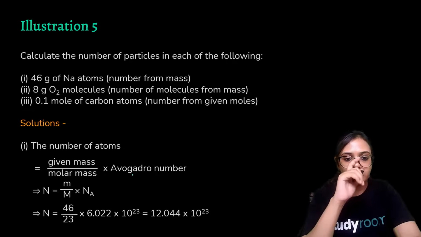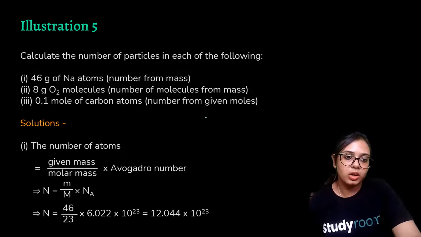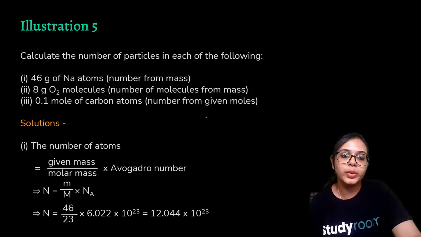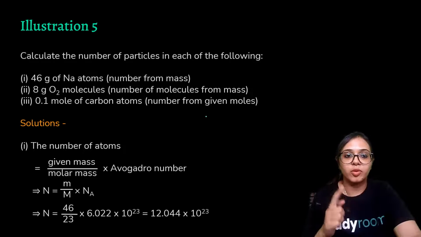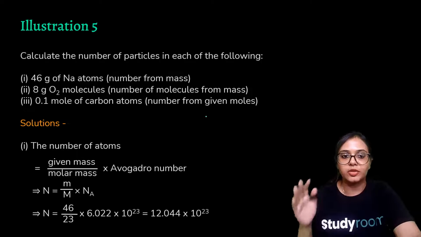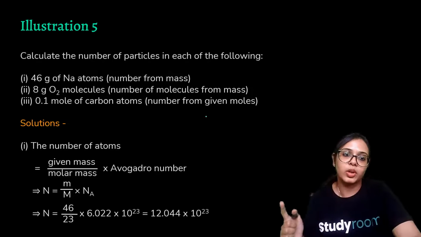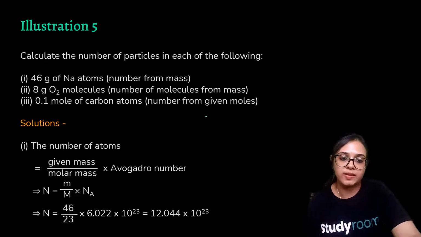Illustration 5. Calculate the number of particles in each of the following: 46 gram of sodium atoms. First of all, let's calculate what would be the number of particles in 1 atom of sodium, by relating the gram atomic mass to that 1 atom of sodium, and from that we can build up what would be the value for 46 gram.